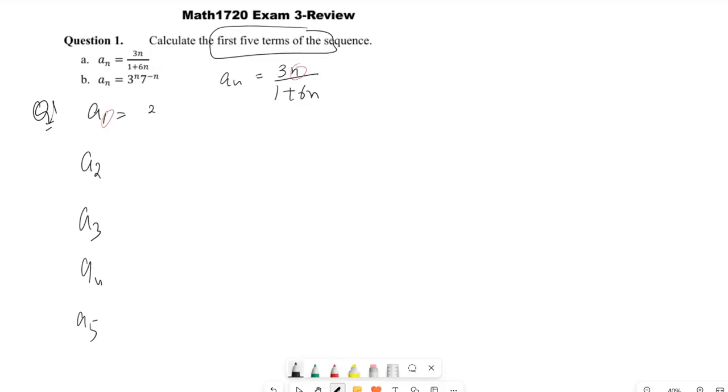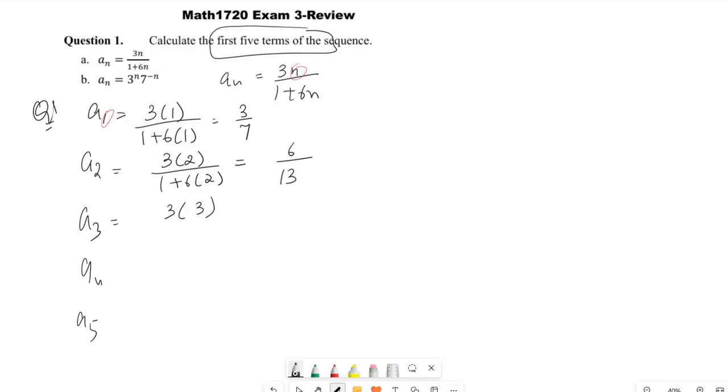So let's write that down. a1 is 3 times 1 over 1 plus 6 times 1. That will be 3 over 7. a2 is 3 times 2 over 1 plus 6 times 2. That will be 6 over 13. a3 is 3 times 3 over 1 plus 6 times 3. That's 9 over 19.